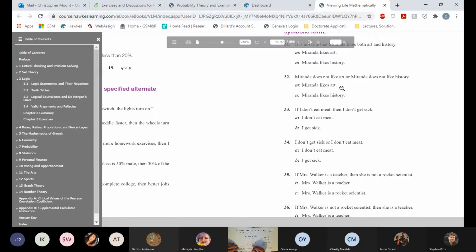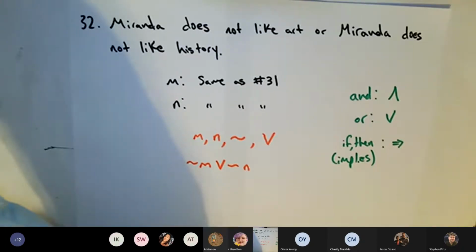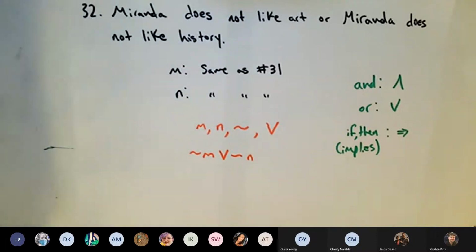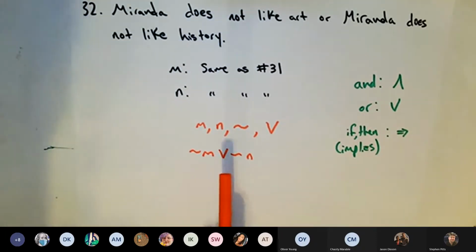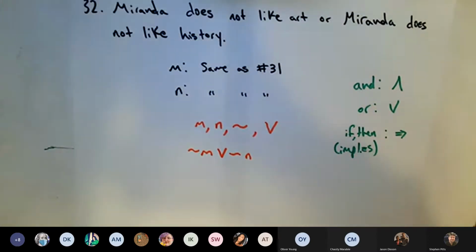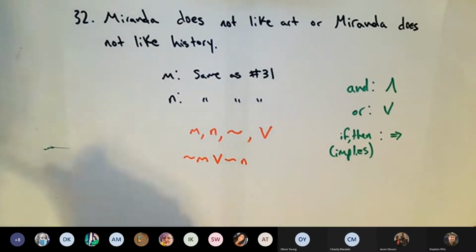So not N, because N was she does like history, so we've got the negation of N. Oh yeah, you guys can't see what I'm doing. I wish there was a way to do both, but anyway, sorry about that. There it is. The negation of N, M, or the negation of N.